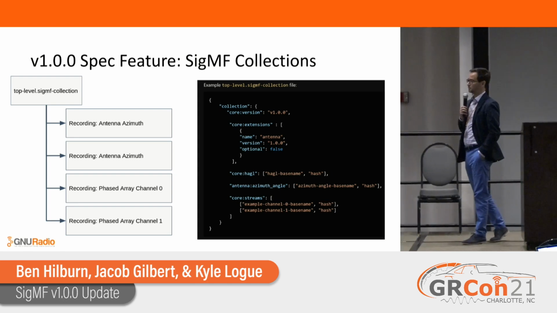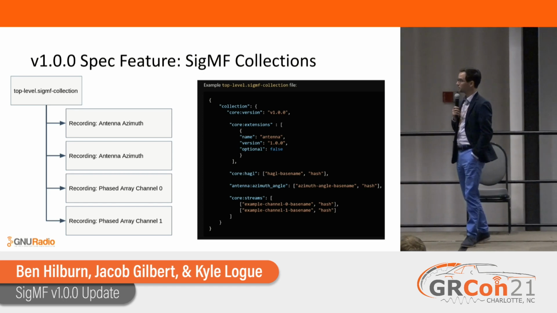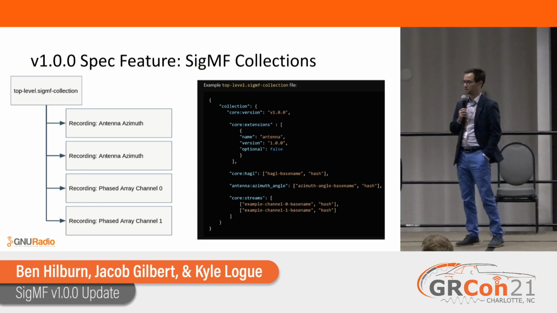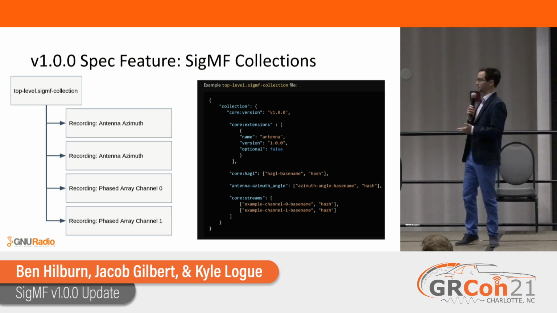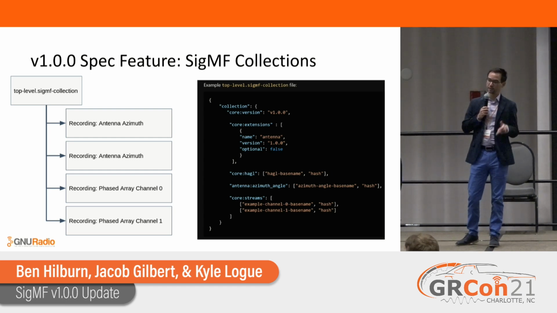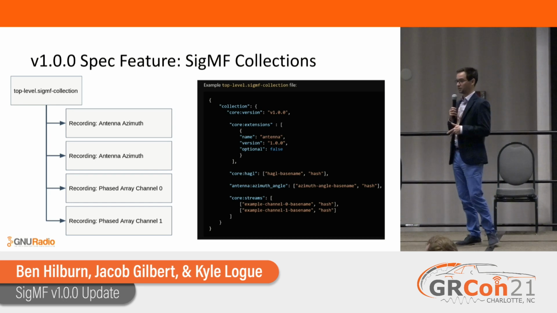One major item that's new is what we call collections. So there's now a third file type in SigMF. It used to be just the dataset file and the metadata file. There is now a collections file. Collections describe relationships between SigMF recordings.